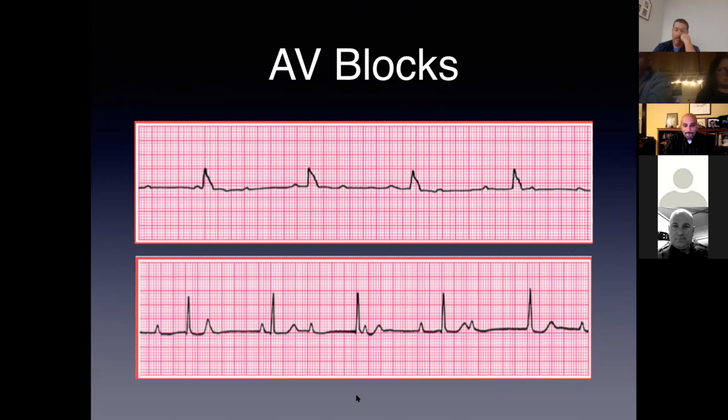Everybody get this? Any questions on it? I think AV blocks are confusing to a lot of people, and so I'm happy to spend a little time on it if people have questions. Okay, good. All right.